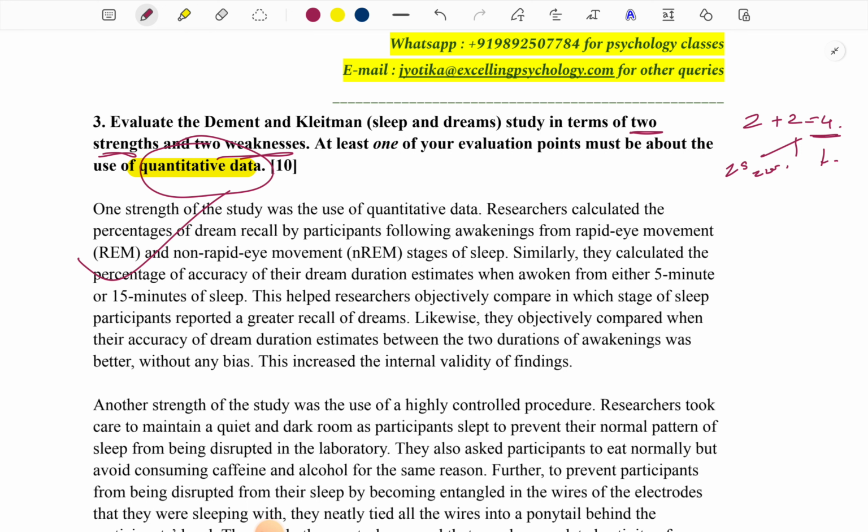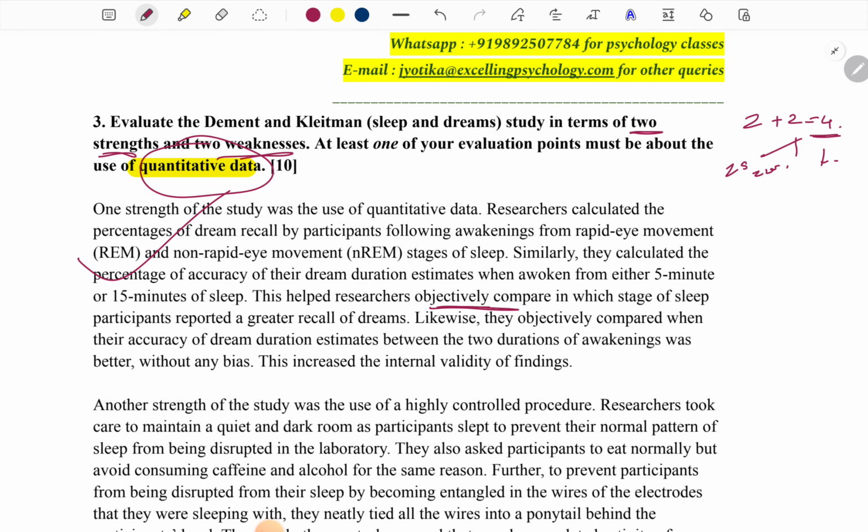So what I'm trying to say here is that the way you write your points, and whether you justify them correctly or not, whether it shows your critical thinking or not, is what is going to get you marks. There is no one answer like this is only how you have to write quantitative data for Dement and Kleitman. Absolutely not. In fact, if you take quantitative data as a strength, you could take it as a strength the way I have taken it. Like I have taken it in terms of objective comparisons. That's why it's a strength.